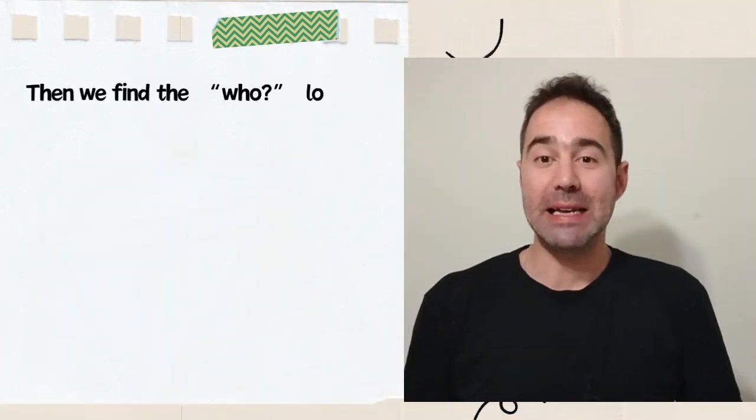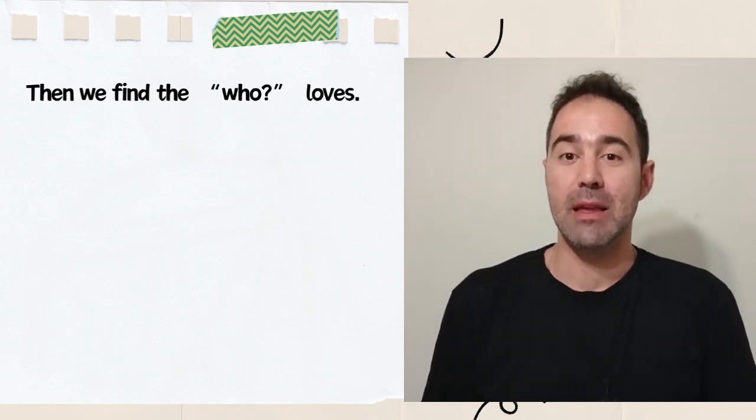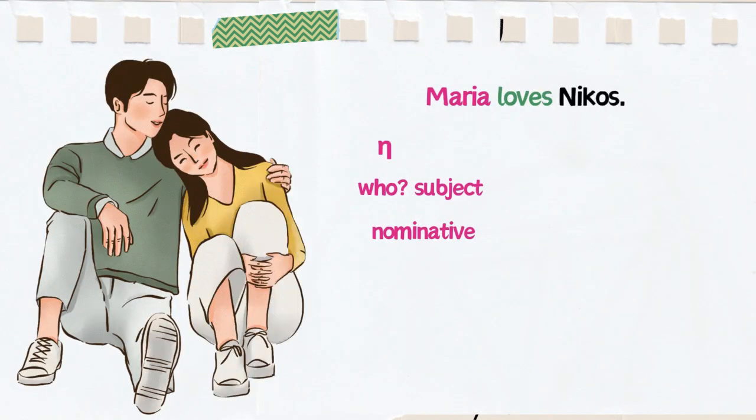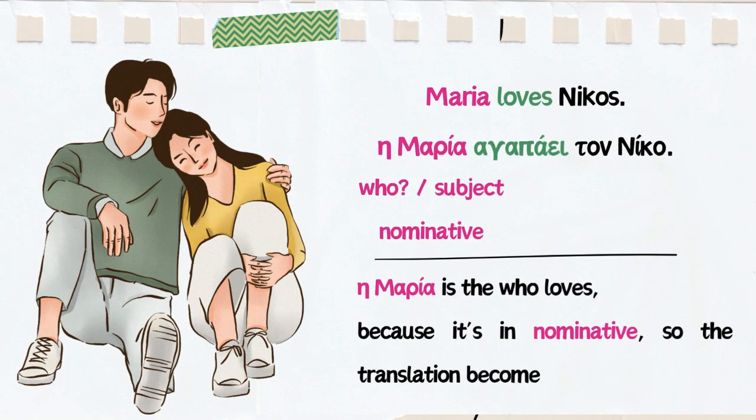The second step is to find the who loves. Maria loves Nikos. In Greek that would be η Μαρία αγαπάει τον Νίκο, and we check here that η Μαρία, which is the nominative, is the who loves, the subject. Η Μαρία is the who loves because it's in nominative. So the translation becomes Maria loves.